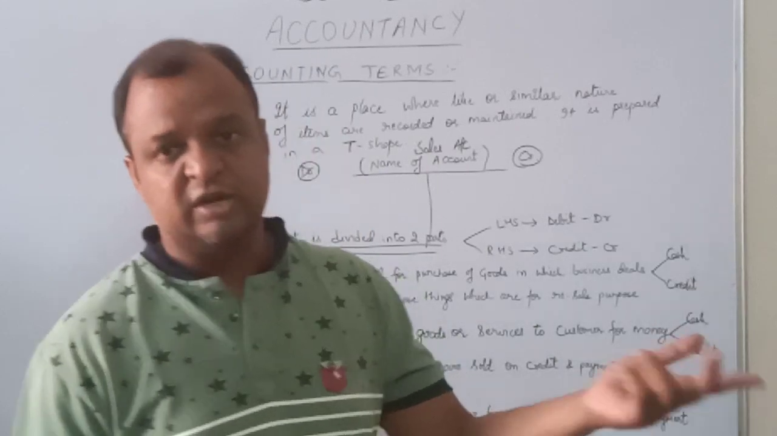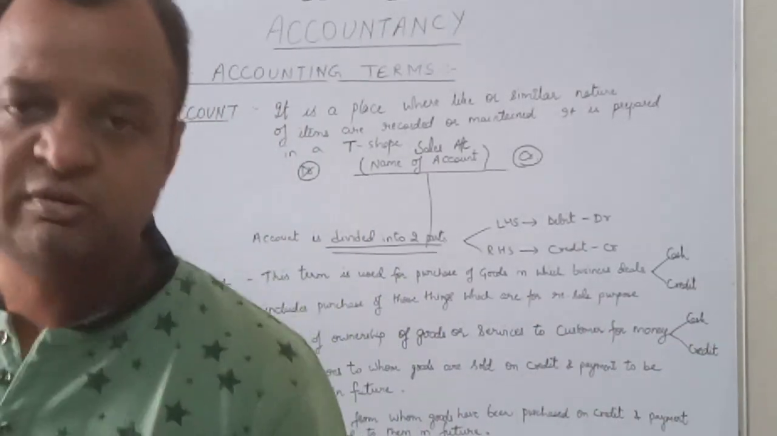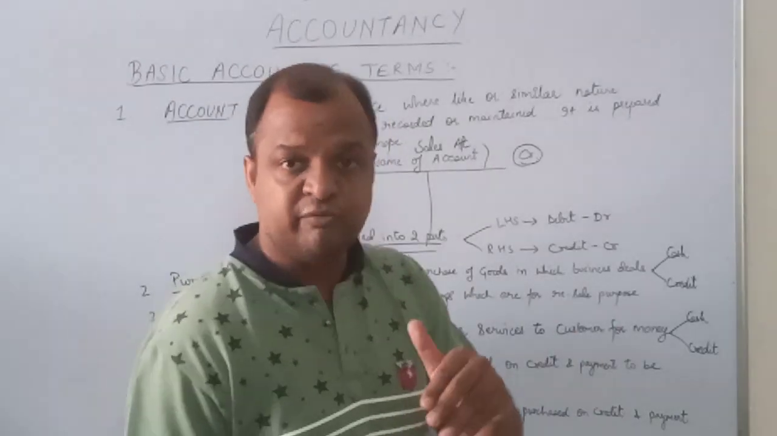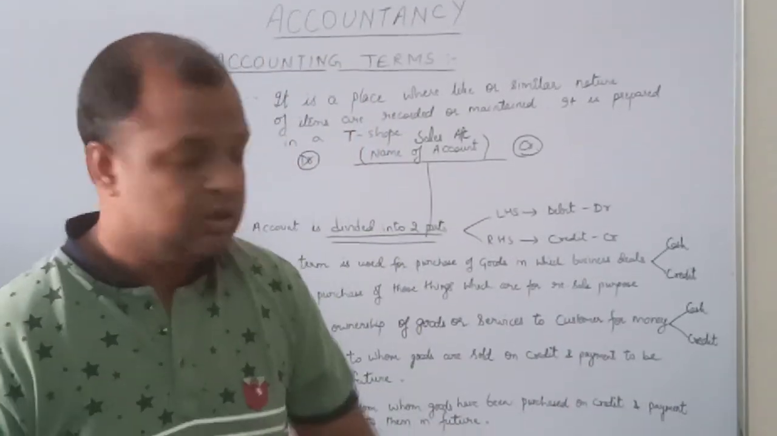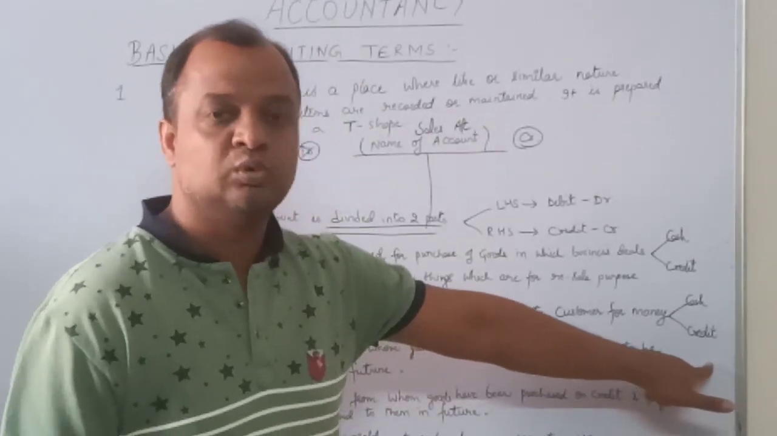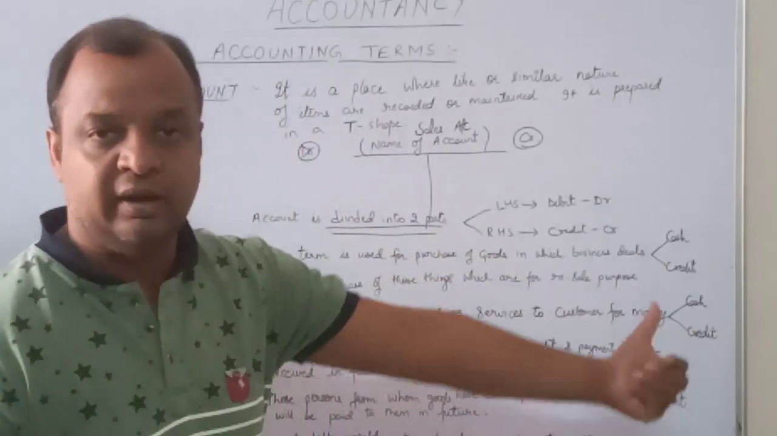If the payment is received immediately, that is cash received against sale. If payment is not received immediately but will be received by us in the future, that is credit, and again credit is udhar, goods sold on credit.